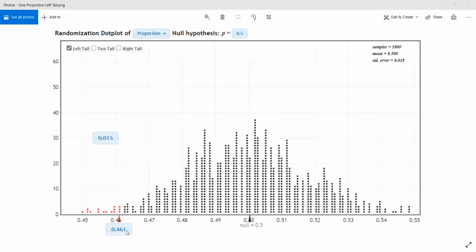Is this sufficiently far away from the 0.5 where we would conclude that the population proportion is probably less than this, not 0.5? That's really what we're trying to say. Okay, and when we reject the null hypothesis, what we're saying is that it is sufficiently far away. We can make that determination. We're comfortable in rejecting the null hypothesis. Now, as I said, if alpha is 0.05, we're going to reject in this case, right? Because 0.015 is less than 0.05.